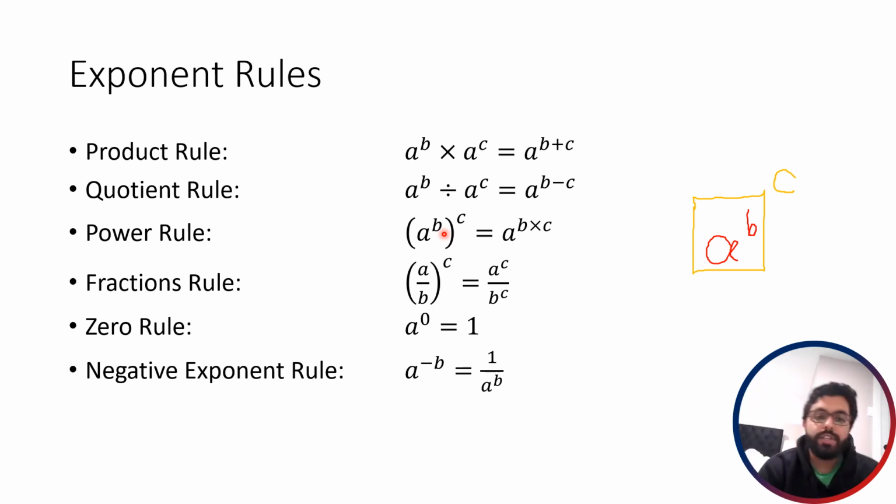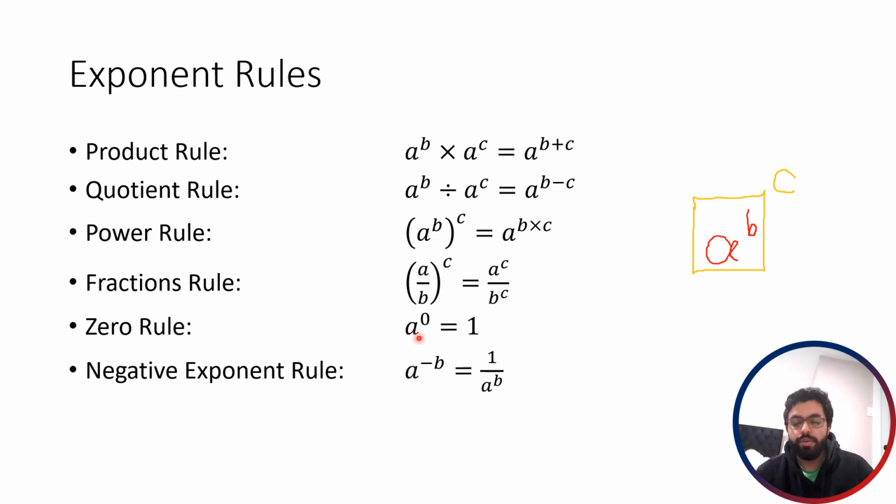The next one is similar to this, but instead of having a base raised to an exponent and then that being raised to an exponent, if we had a fraction in here, for instance, a over b as a fraction, and that whole thing is raised to the exponent c, then you can just put that little exponent inside the numerator and inside the denominator, so that you have these two mini powers inside of your fraction. So that might come in handy at some point.